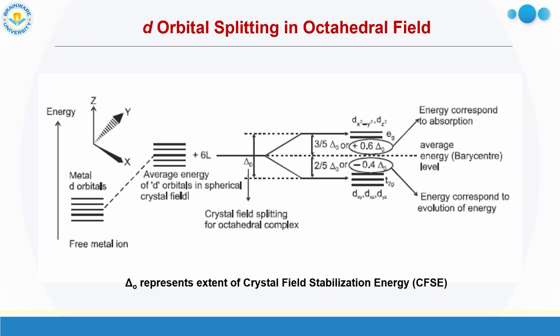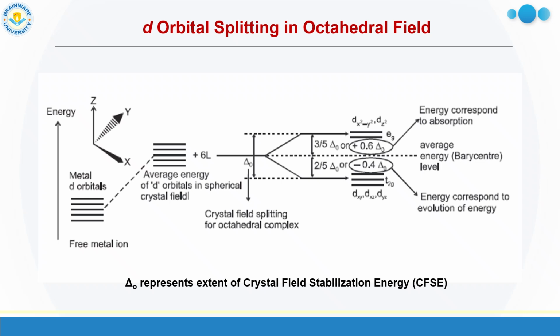Suppose you have a free metal ion. It has its d orbitals, it has some electrons in its d orbitals. You know there are 5 sets of d orbitals, which are they? dxy, dyz, dzx, dx square minus y square and dz square.